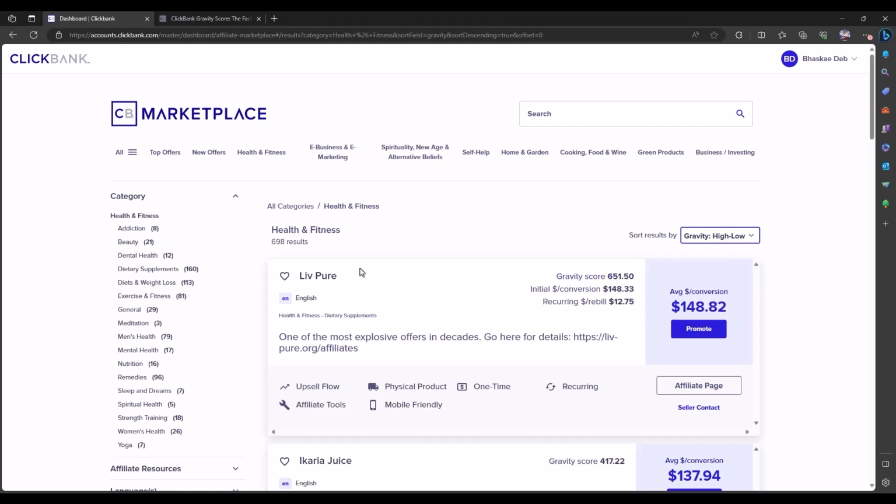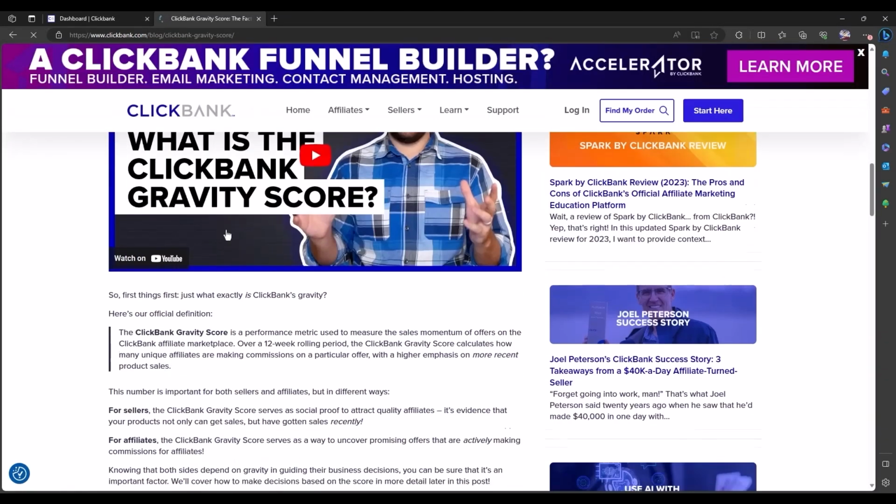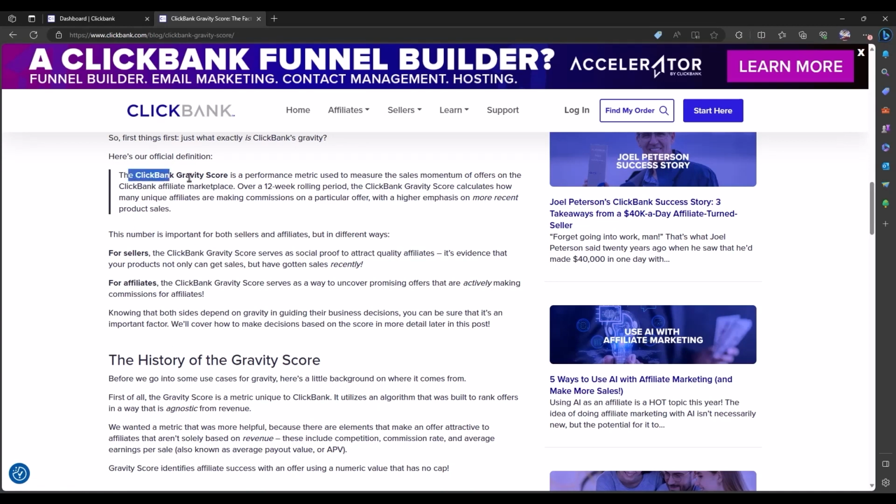So let me give you a better example of what gravity actually does. If you go to the blog post of ClickBank itself, you will find the entire detail about gravity. So the gravity score in ClickBank is a performance metric used to measure the sales momentum of an offer on the ClickBank affiliate marketplace. It collects the data over a 12-week rolling period. ClickBank's gravity score calculates how many unique affiliates are making commission on a particular offer, with a higher emphasis on more recent sales. So basically what it means is the more gravity it has, the more likely it is to be sold out quickly.